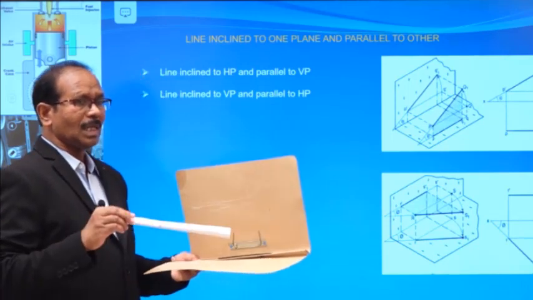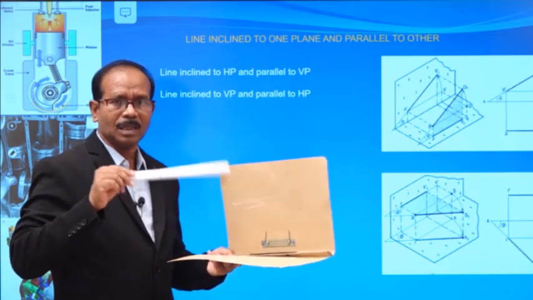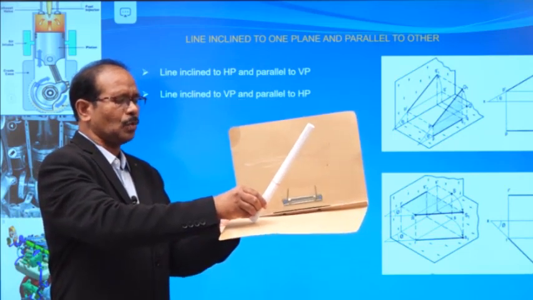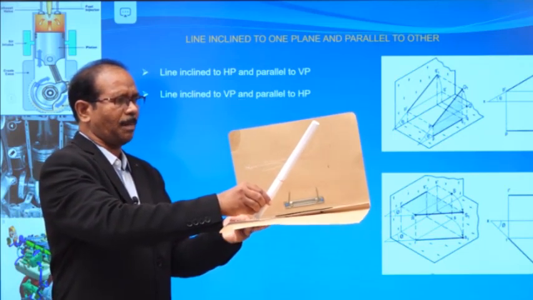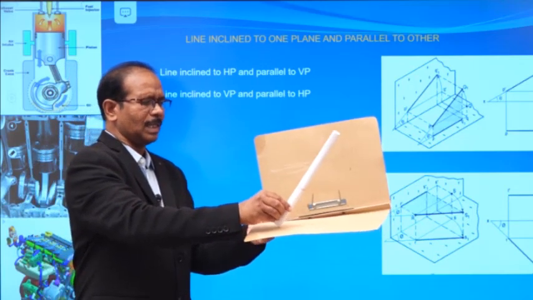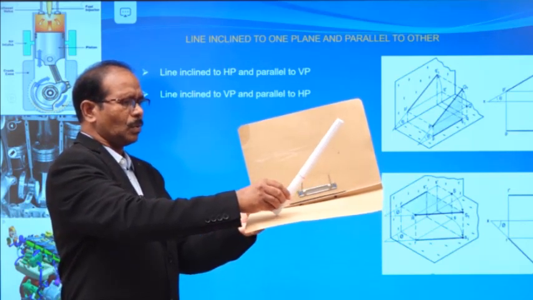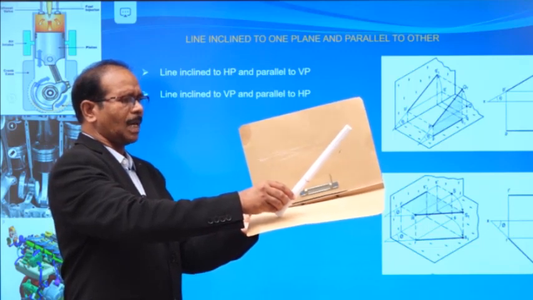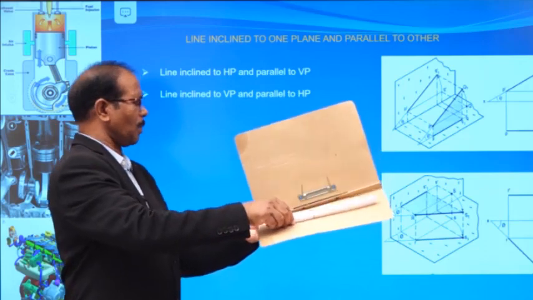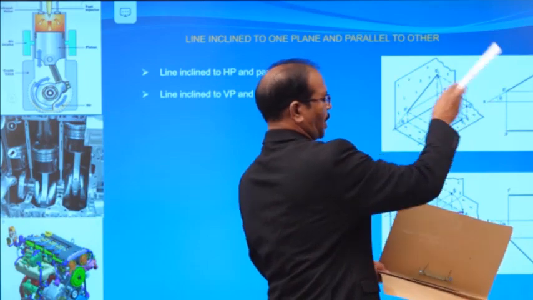Let's observe. Now these conditions are similar to the first one, but in this case consider the inclination. Line inclined 30 degrees to horizontal plane, parallel to vertical plane. Line inclined 30 degrees or 40 degrees or 50 degrees to horizontal plane, parallel to vertical plane. Now this is the front view P dash Q dash, top view PQ.